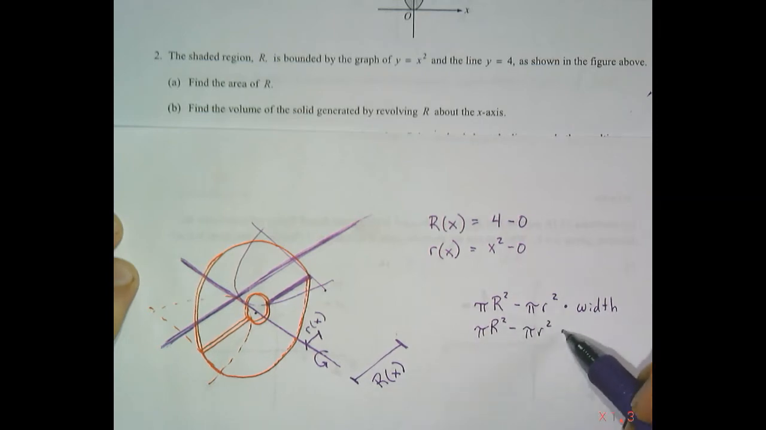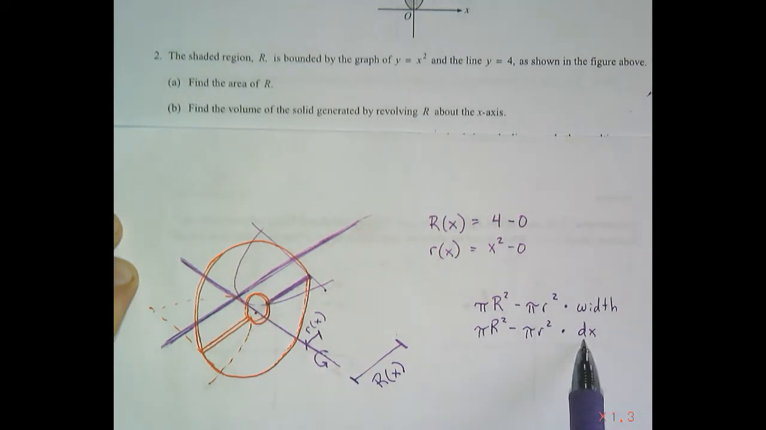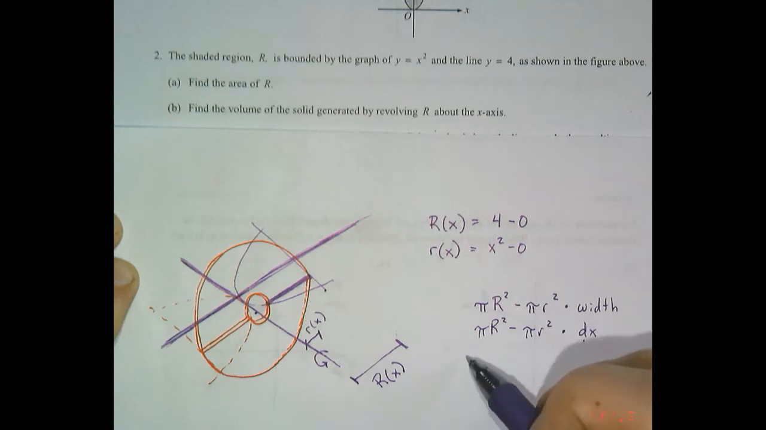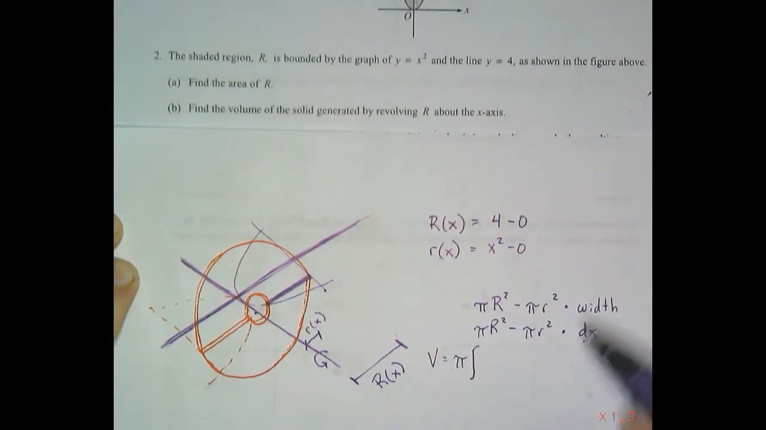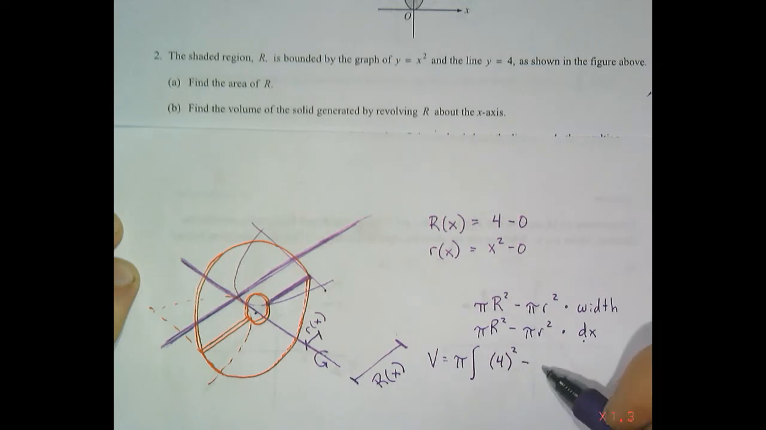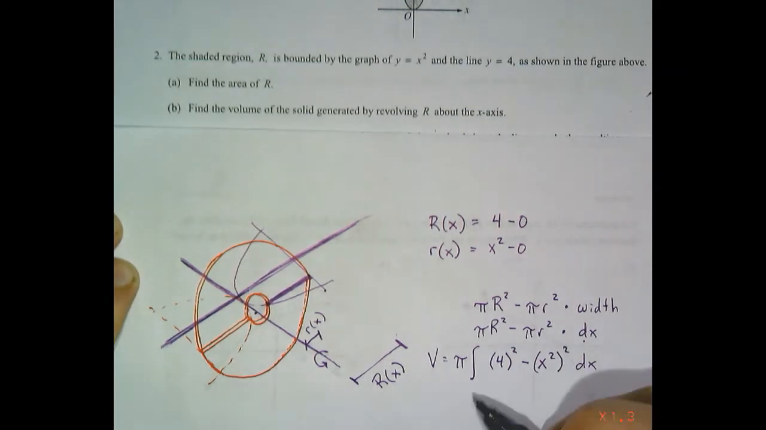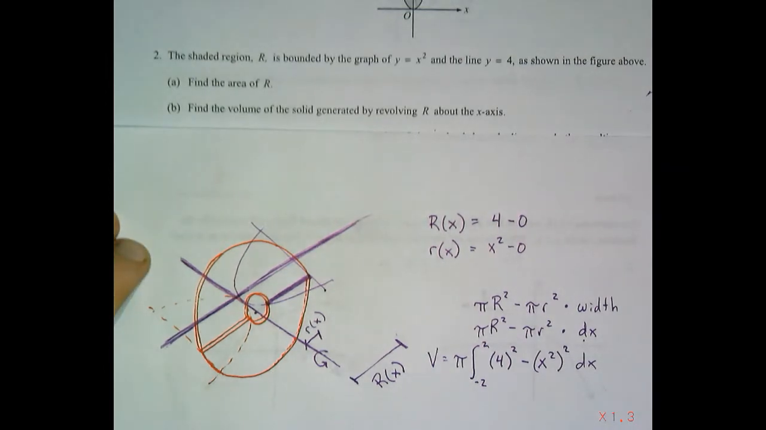So that width is dx. It goes from delta x to the infinitesimal size of dx. So what we can do is write the volume is equal to pi times the integral of big R of x squared minus little r of x squared dx. And those washers again stack up from -2 to 2. And we have our volume equation.